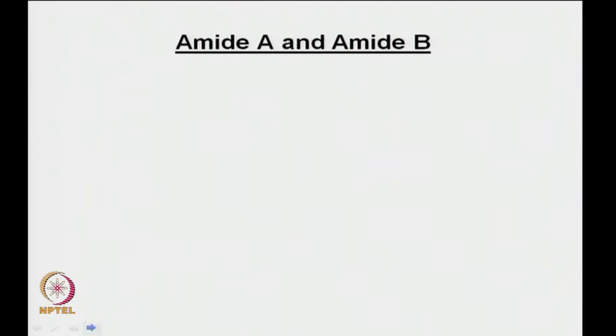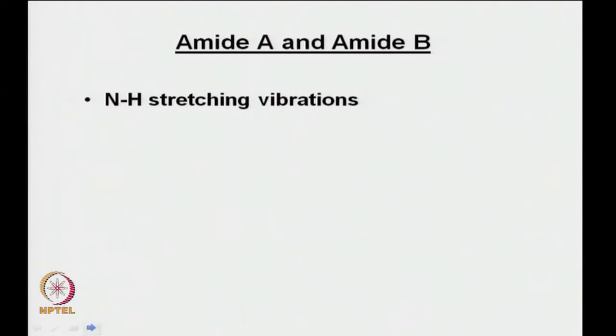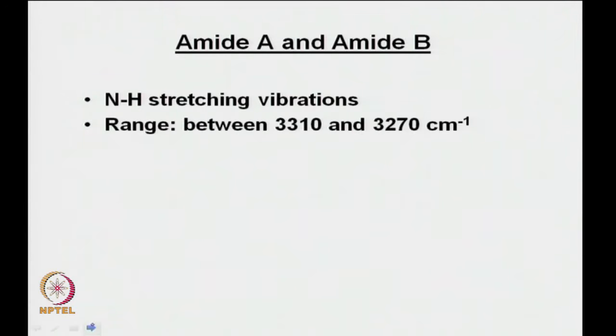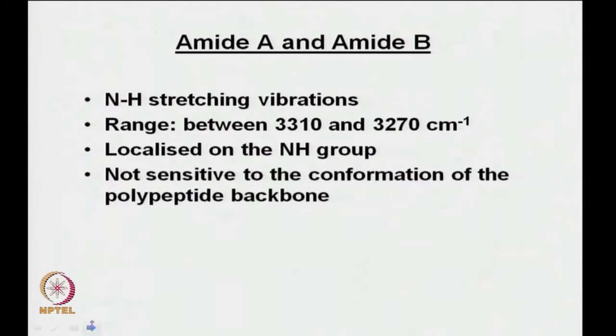Okay. What about amide A and amide B? So, amide A and amide B are essentially NH stretching vibrations, right. They range between 3310 and 3270 centimeter inverse. They are localized primarily on the NH group, NH stretching vibrations, that is what they are. It is not sensitive to the conformation of the polypeptide backbone.